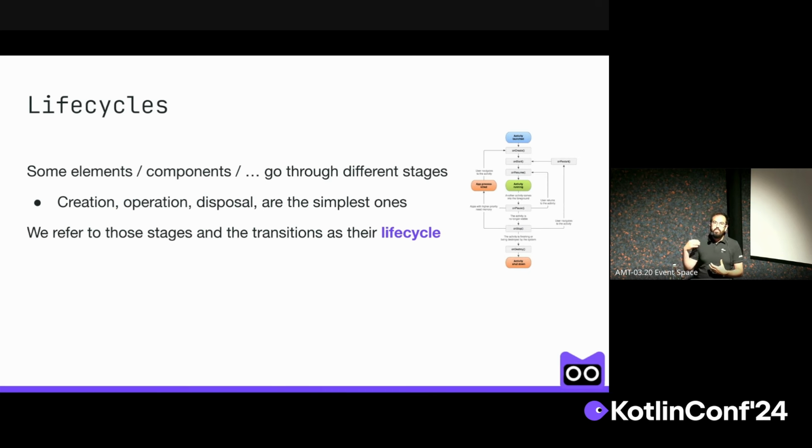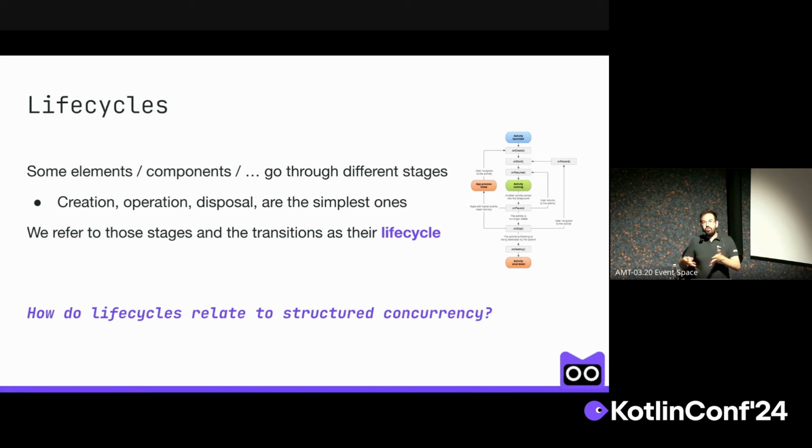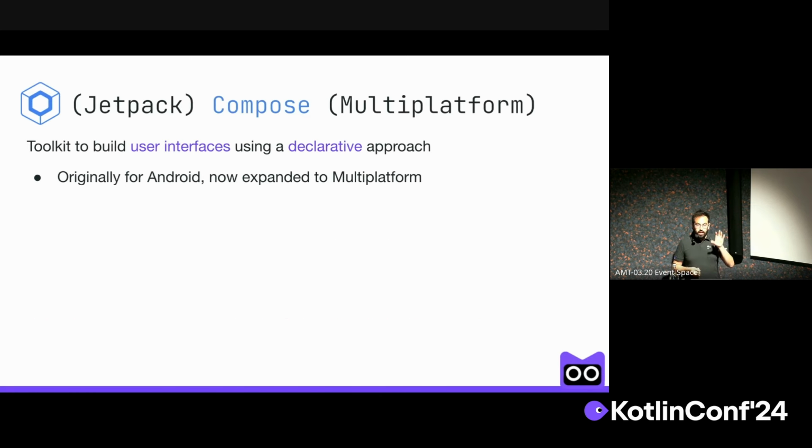So the main ones, if you have some kind of resource, are, well, you create it, you operate with it, and then you dispose. And in many of these frameworks, you can hook into this change of phases and do something at those points, right? So we will refer to these as stages and transitions of the life cycle. So how do life cycles relate to structured concurrency? That's the question we want to answer here. So let's look at the first example, which is going to be Compose.